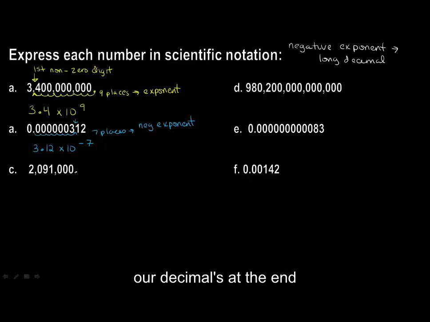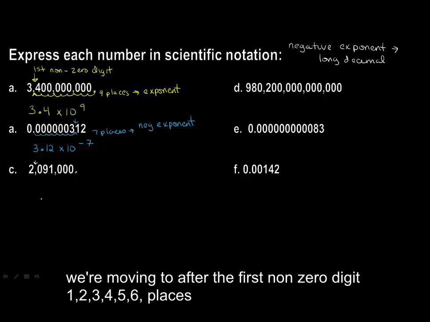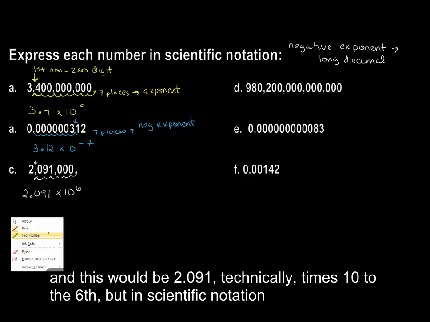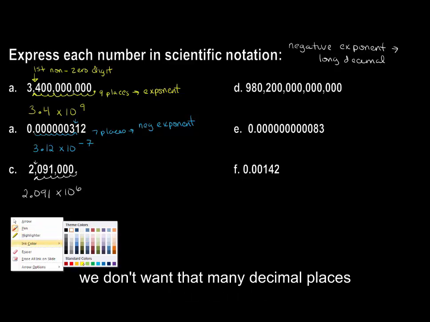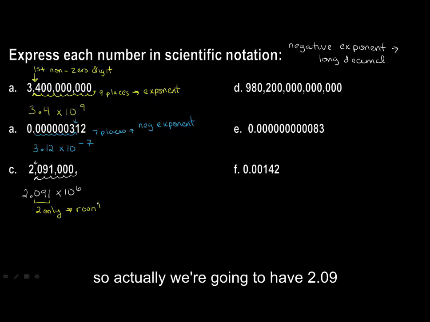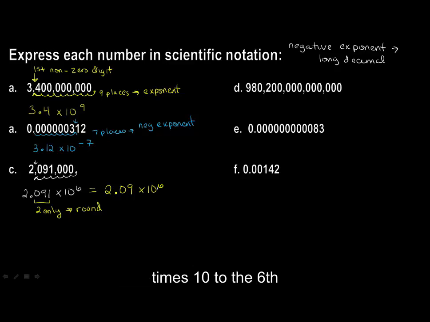Okay, our decimal's at the end. We're moving to after the first non-zero digit, 1, 2, 3, 4, 5, 6 places. Now this would be 2.091 technically times 10 to the 6th, but in scientific notation, we don't want that many decimal places. You want 2 only. So we're going to round this. So actually we're going to have 2.09 times 10 to the 6th.